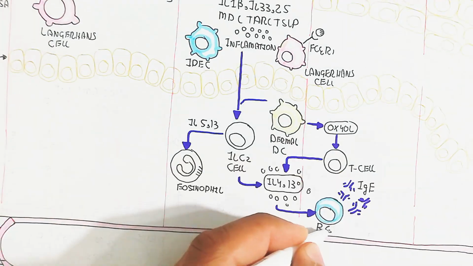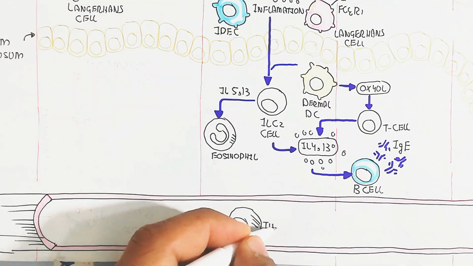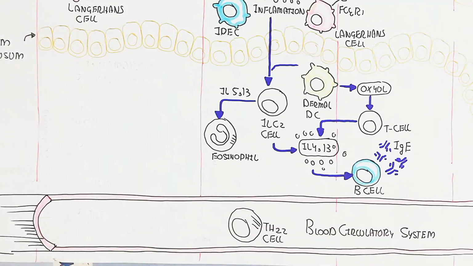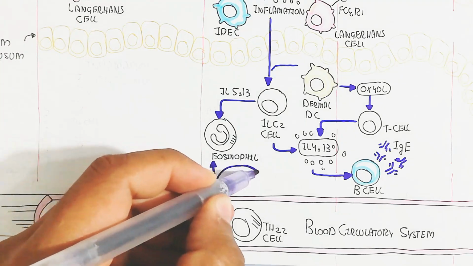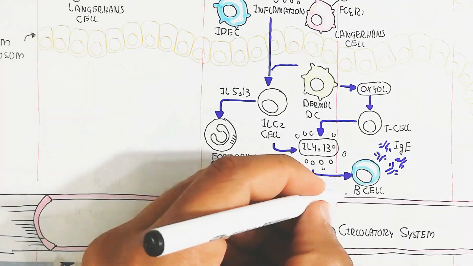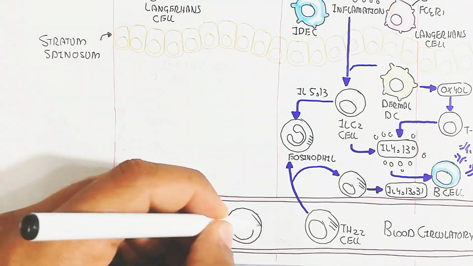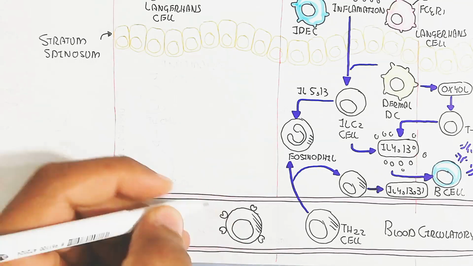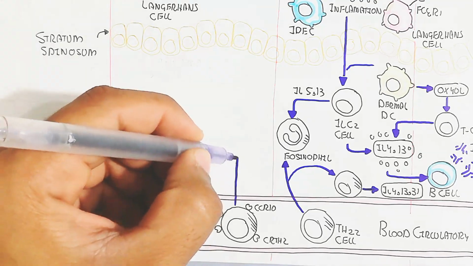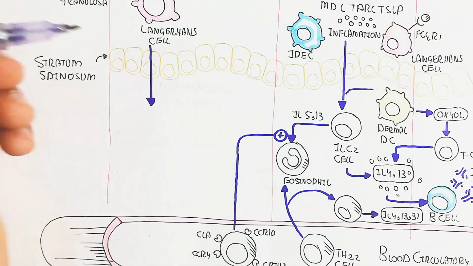After the B cell recruitment, the T cell will activate the B cell to produce IgE antibodies. So remember, this IgE production will lead to chronic inflammation. Remember, this T helper 22 cell will also recruit eosinophils, and this will lead to production of interleukin 4, 13, and 31. And these T lymphocytes contain CLA, CCR4, CCR10 and CRTH2, which also recruit. But remember, forget about those things.